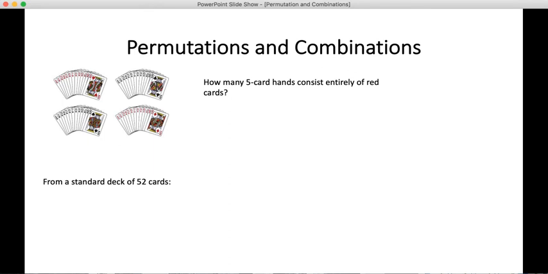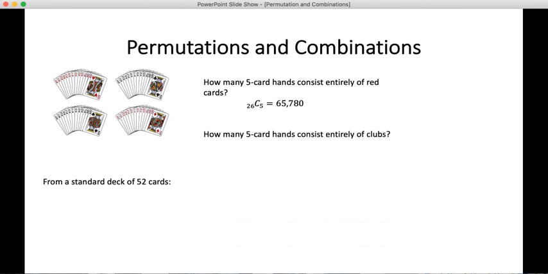How many 5-card hands consist entirely of red cards? This is a combination. We're just getting a hand of red cards. The order they get in our hand doesn't matter. So it's a combination, right, of how many cards taken, how many at a time. So we have the group of red cards, which are these and these. If you add those together, that adds up to 26. There's 13 cards in each suit. So there's 26 cards, and we want 5 of them. So it's the combination of 26 taken 5 at a time.